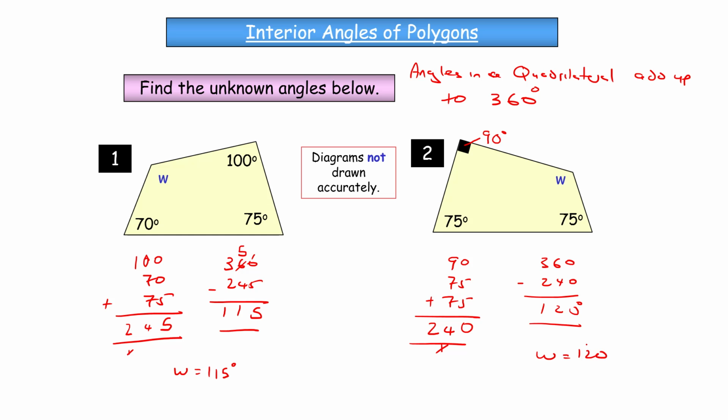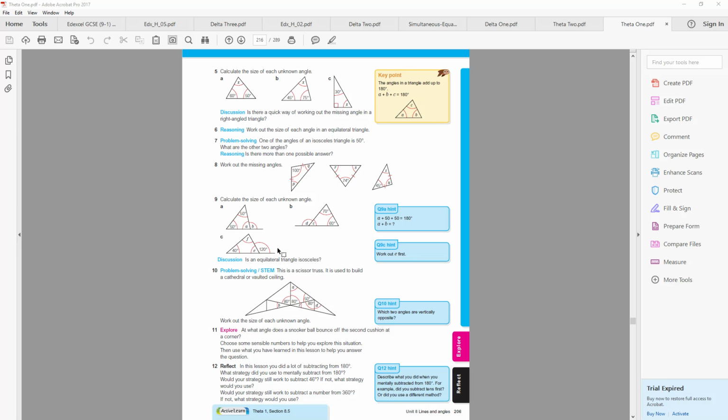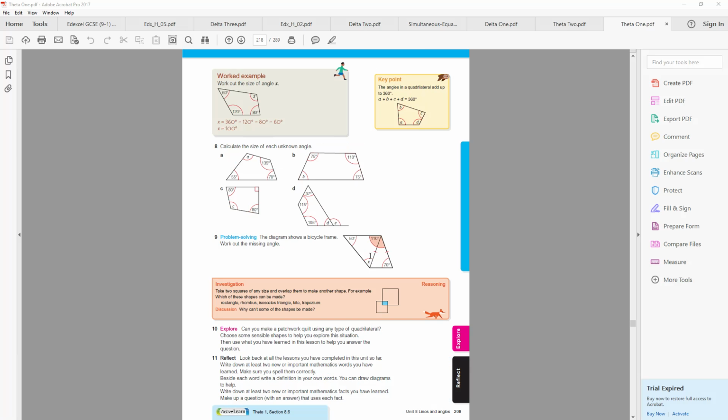So what I want you to do now is to hit pause, copy the diagrams and copy the workings. And when you're ready, hit play again. Okay, so I've got some questions on triangles for you. I want you to have a go at these. And some questions on quadrilaterals for you. So have a go at these. I'm going to attach them to the sheet. Okay?